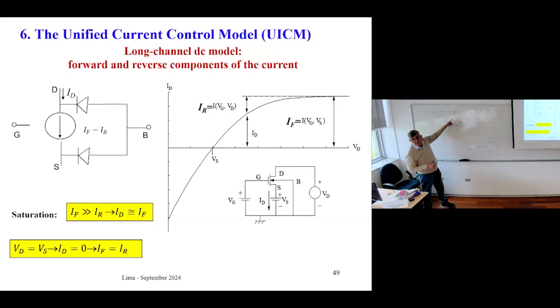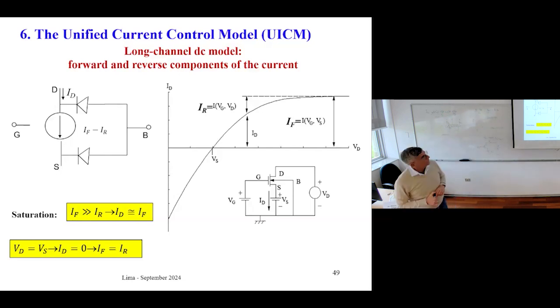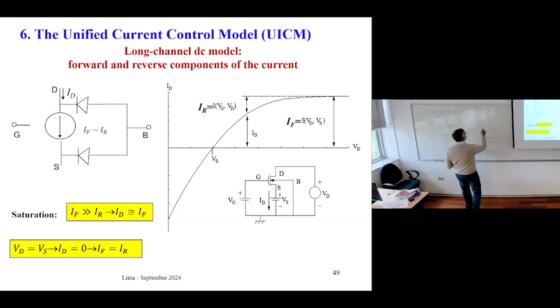So the inversion charge density is less here than there. So what happens? This term decreases relative to this one, the source, and then the current will start to, well, it increases. At a certain point, this term will become very, very small. Okay? I would say that at a certain point, QD is much less than QS. Okay? So what happens then? The two components of the current, IF and IR.